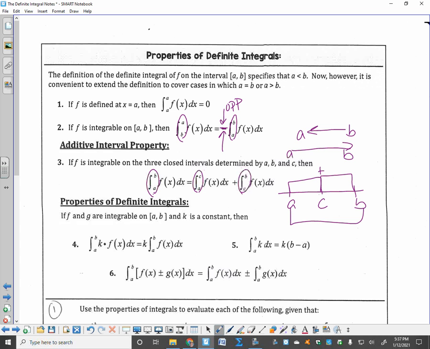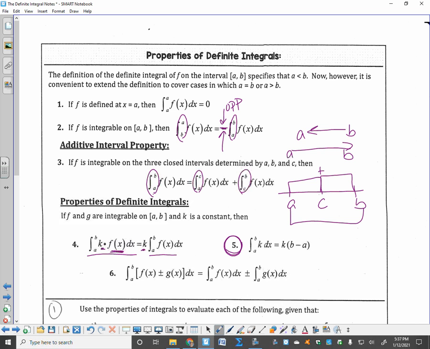If f and g are integrable and k is a constant, then the integral of k times some function is the same thing as k times the integral of the function. In other words, you can take the constant out.